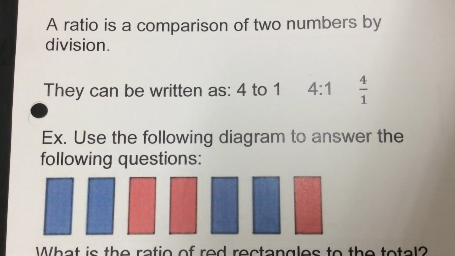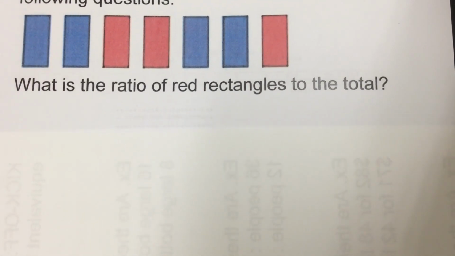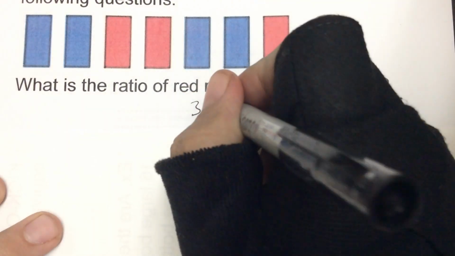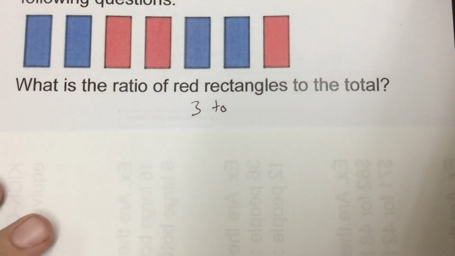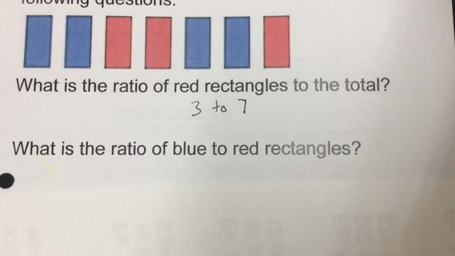So, if we look at this following diagram here, we have 7 rectangles in total. We have 4 of them are blue, 3 of them are red. So, to write our ratio, it's going to tell you in the order you need to write it. So, it's the ratio of the red rectangles. So, that's the first thing you put. Red rectangles, we have 3 of them. So, we have 3. I'm going to write it this way first, and you'll see the different ways we can do it. But then we want the total. So, we know there's 7 total, so 3 to 7 is how we could write that.